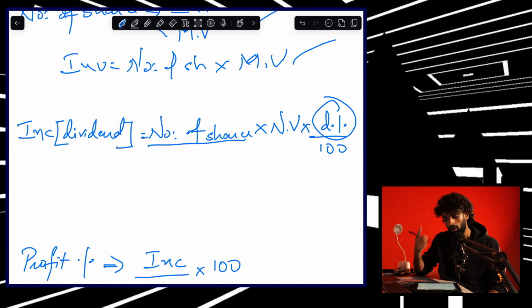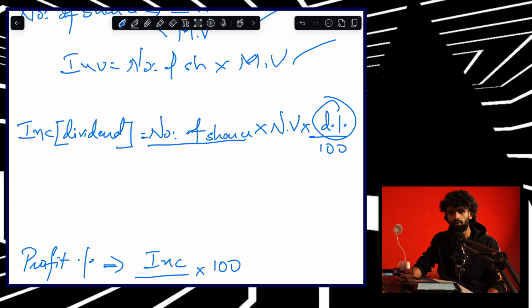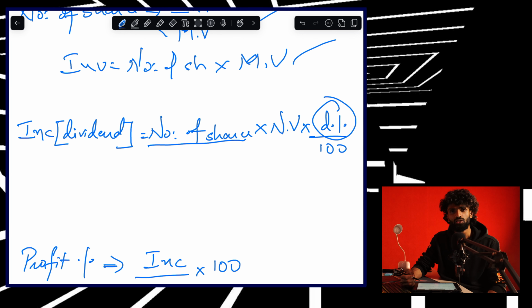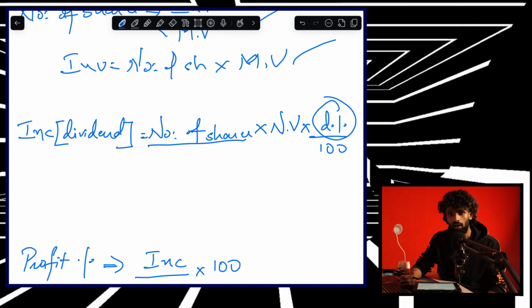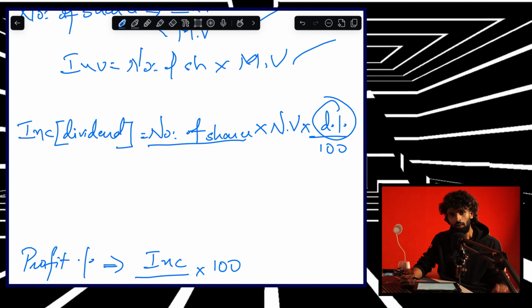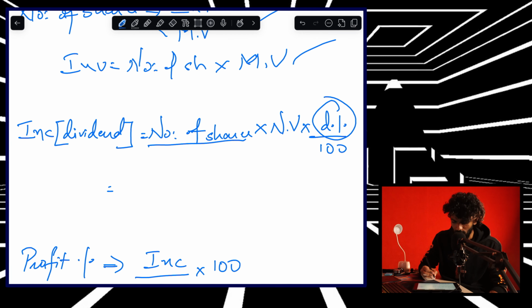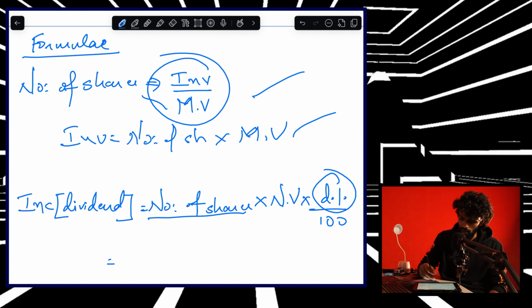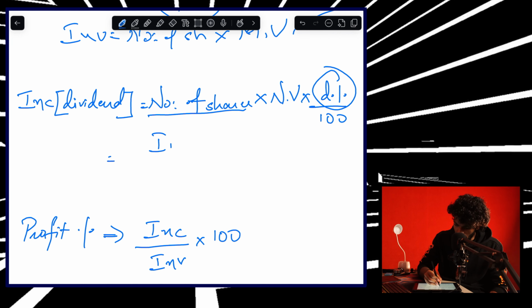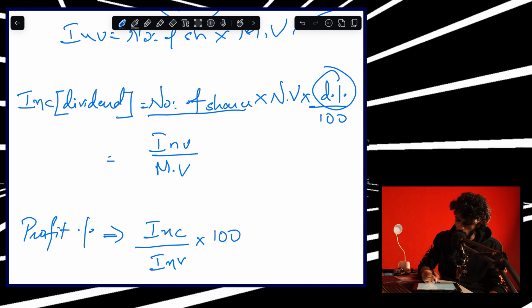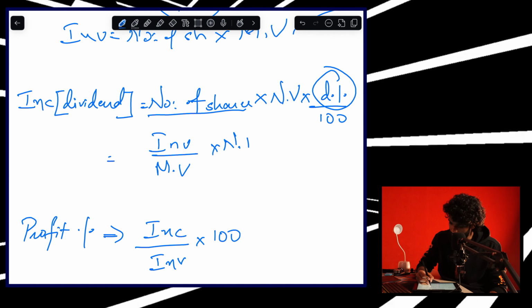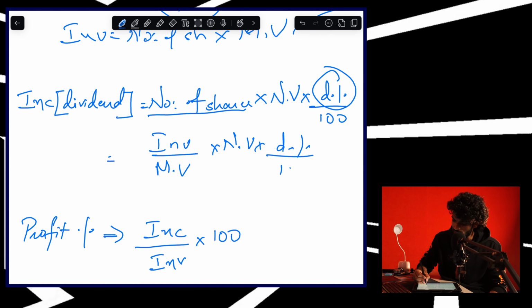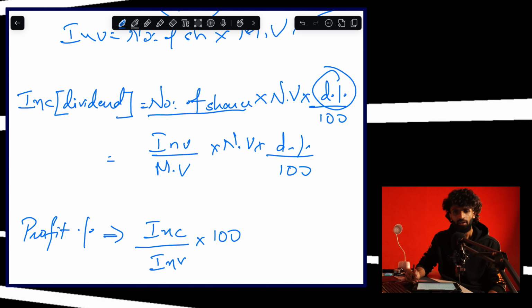How to remember the number 100? Let's go back to 7th or 8th grade. Wherever the percentage symbol has been used, the number 100 also travels with it. Fine. Now let me modify a little. Don't you think, just by looking at the first formula, I can alter number of shares and write it as investment by market value, into NV as it is, into D% as it is, divided by 100. This is the concept of income or dividend.